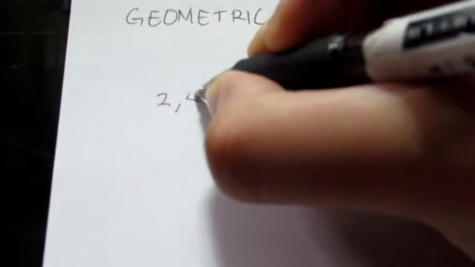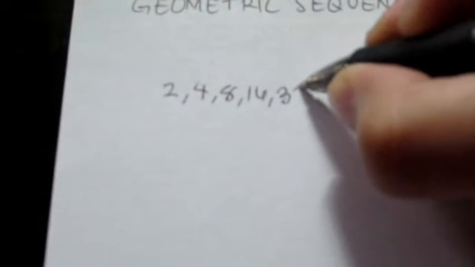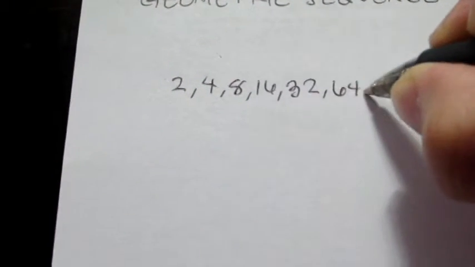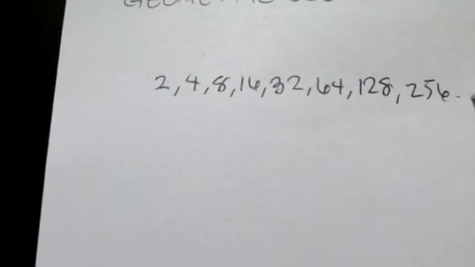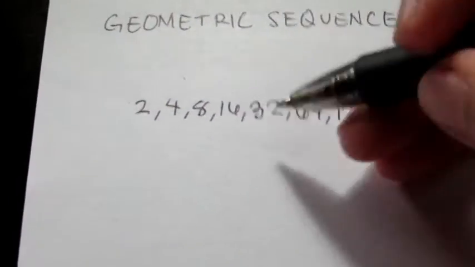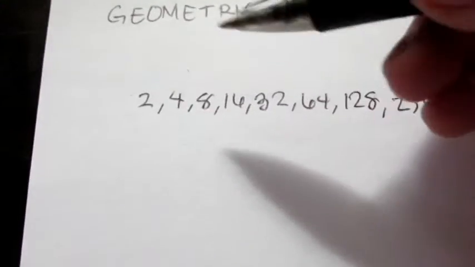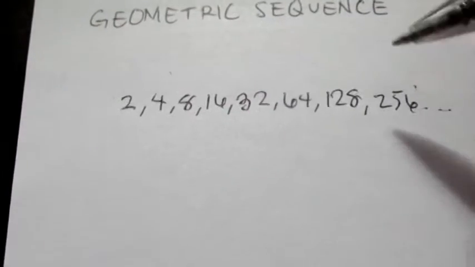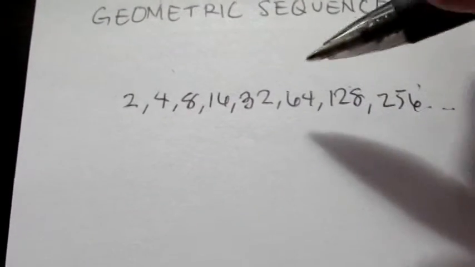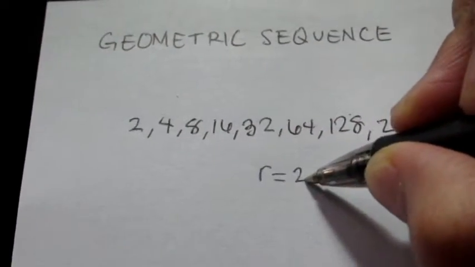For example, we have 2, 4, 8, 16, 32, 64, 128, 256, and so on. To get 8, we're going to multiply its previous term 4 by 2. Same is also true with 256 as our example, wherein we multiply 128 by 2. Thus, we can say the common ratio is 2.